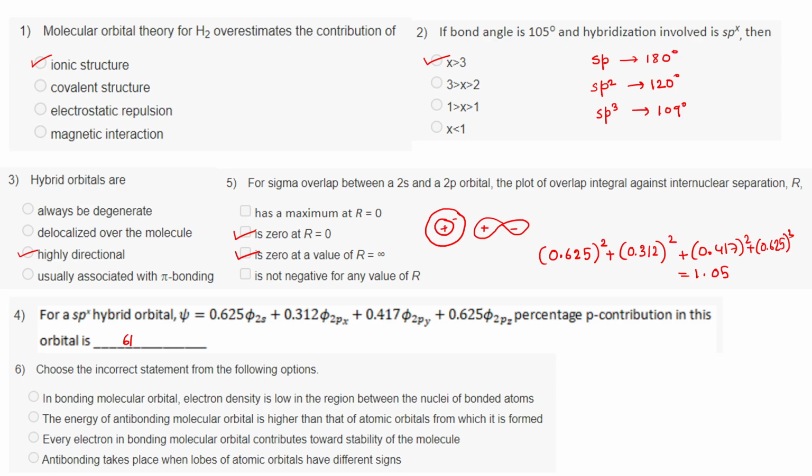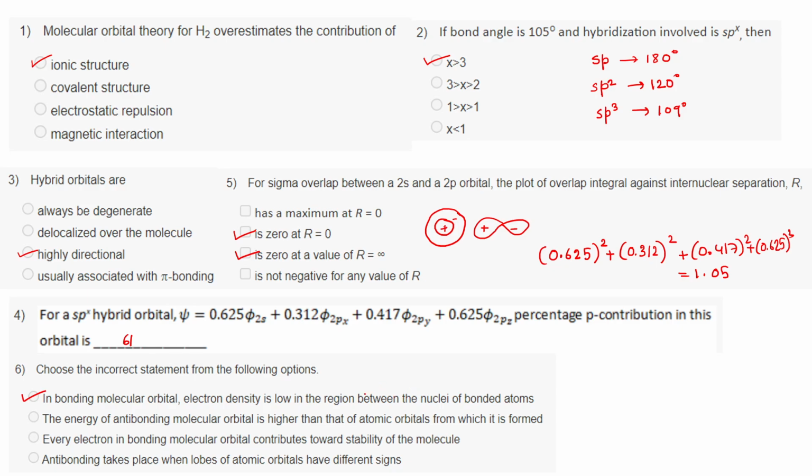Now, question number 6. Choose the incorrect statement from the following options. So the first statement, in bonding molecular orbital, electron density is low in the region between nuclei and bonded atoms. So this is actually incorrect. I have to choose this because the electron density is high in the region between the nuclei and bonded atoms, right? So this is the incorrect statement.